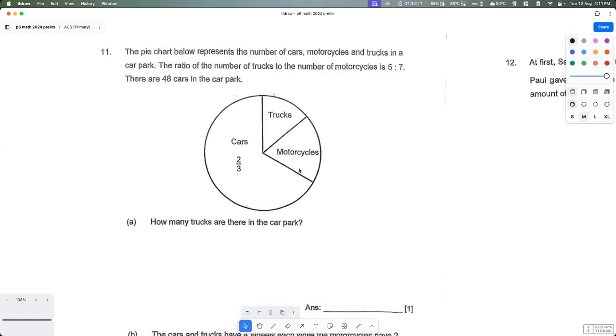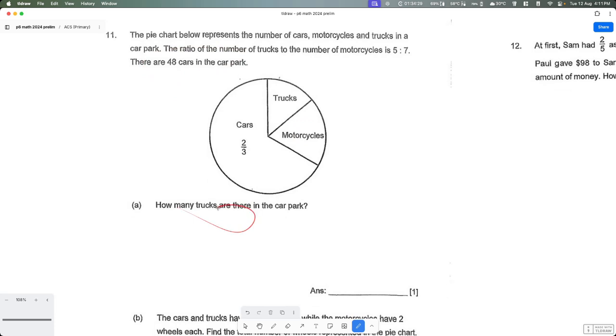Question 11. So the pie chart below shows the number of cars, motorcycles, and trucks in a car park. The ratio of trucks to the number of motorcycles is 5 is to 7. There are 48 cars in the car park. How many trucks are there in the car park?